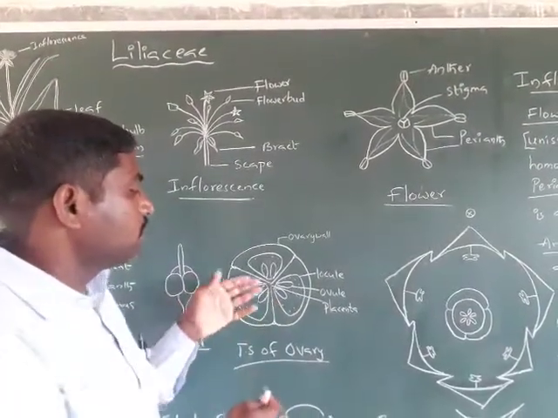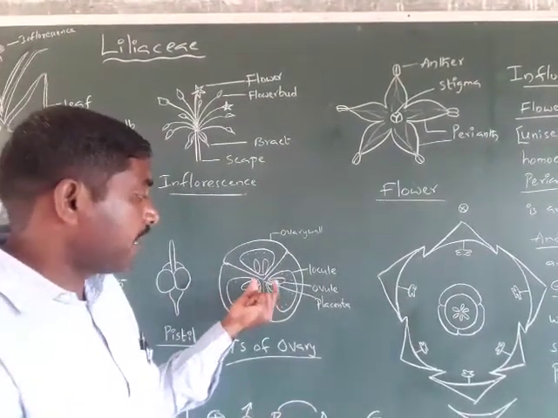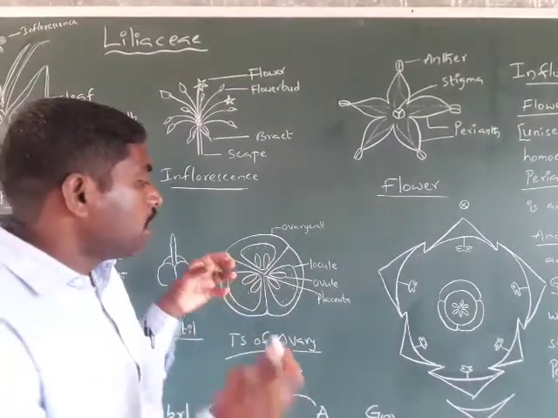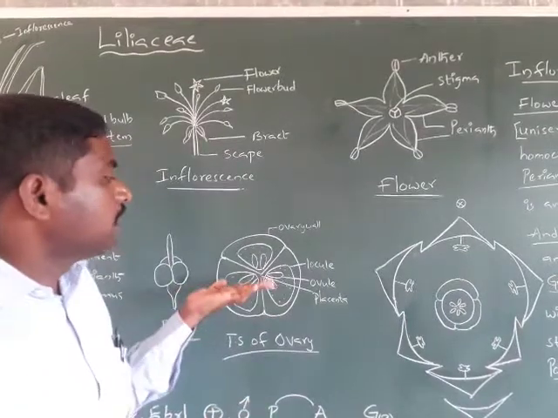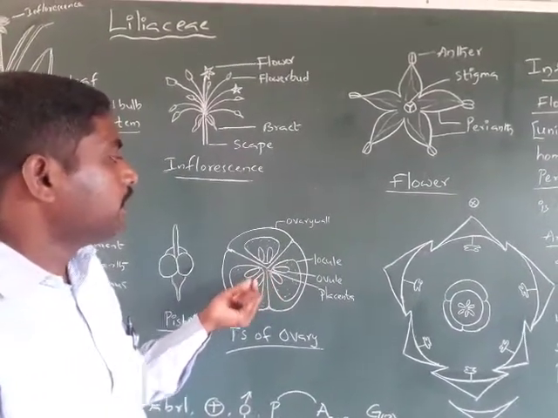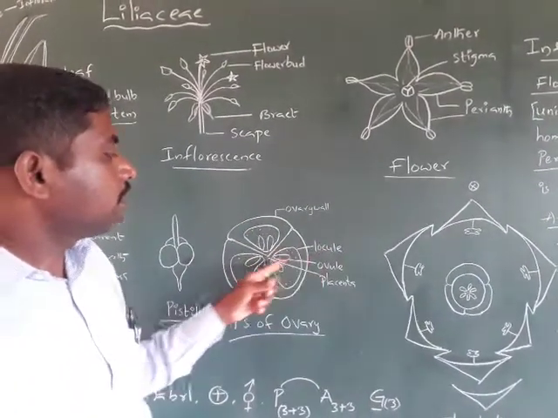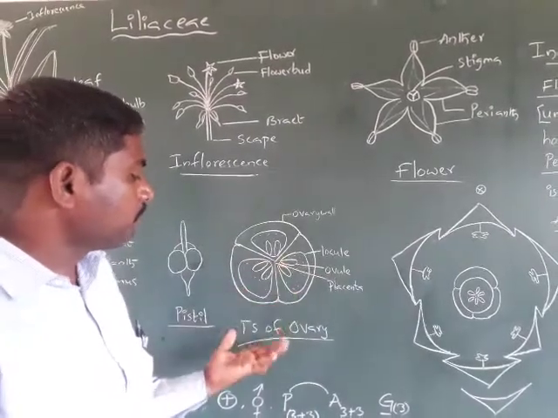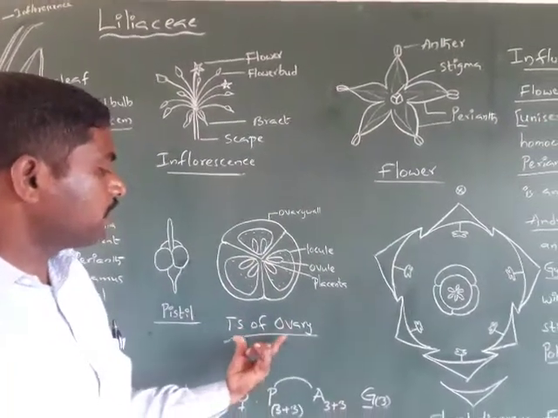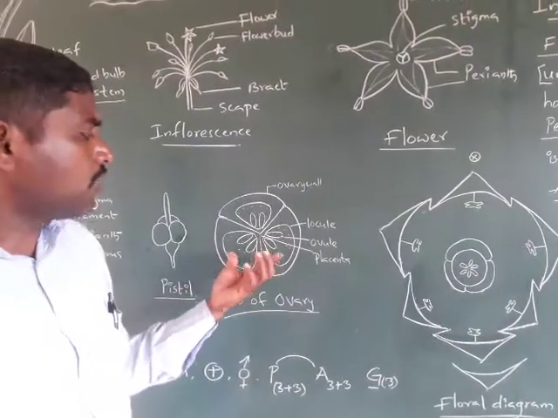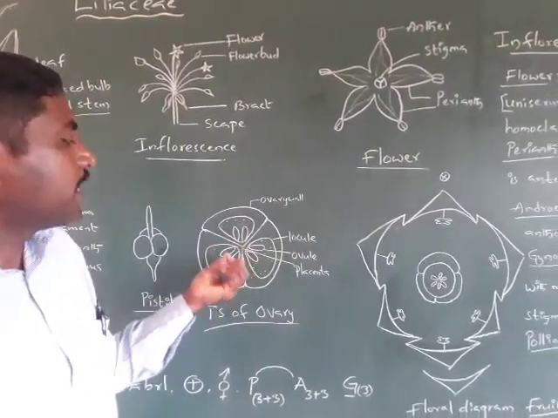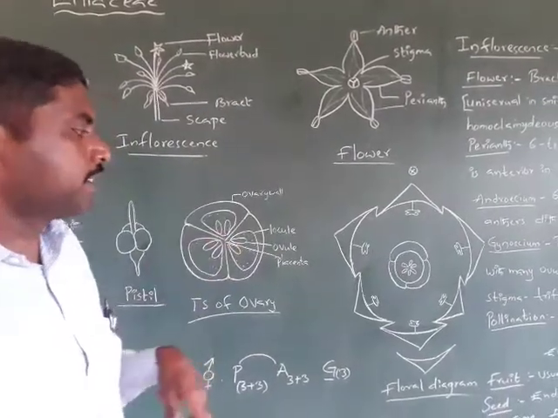So the axile placentation is present in this family. Here is the ovary wall. These are the locules, and these are the seeds. Totally, here is the TS of the ovary. From this TS of the ovary, we have to observe the locules and the arrangement of the seeds.